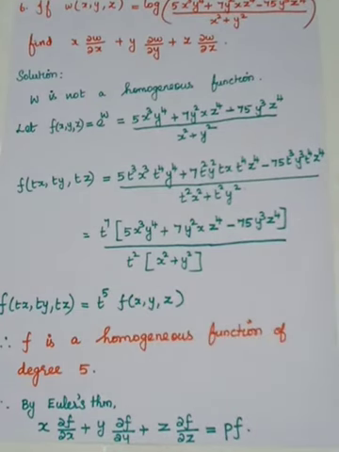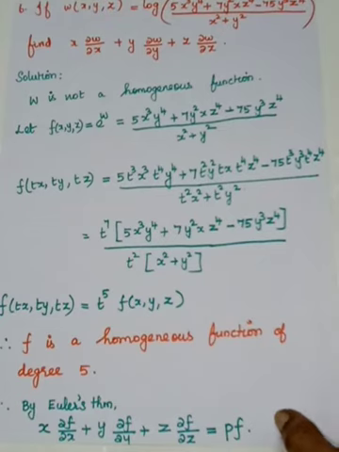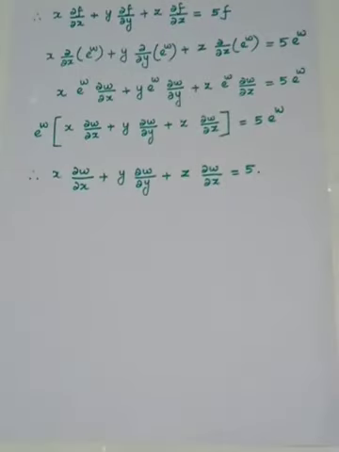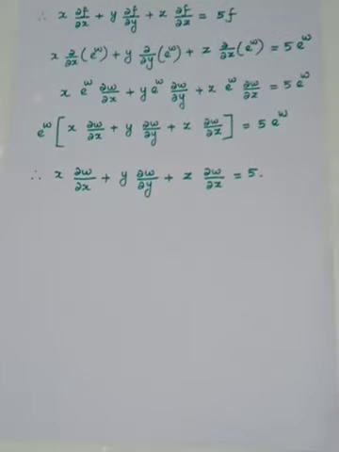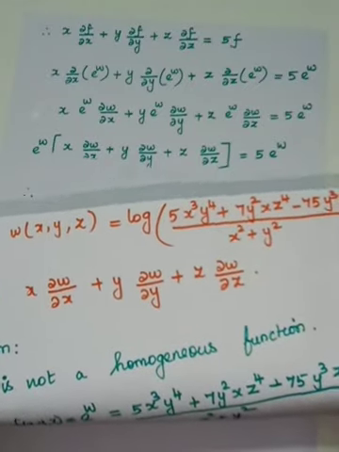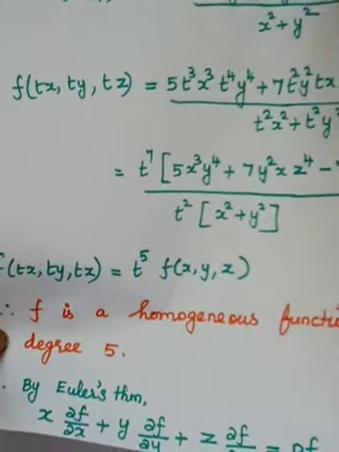So x dou f by dou x plus y dou f by dou y plus z dou f by dou z is equal to pf. What is p? p is 5 now. So you will get this result. Okay, what is the result you have to prove? It is not in terms of f, it is in terms of w. So what is your w? w is a log function.